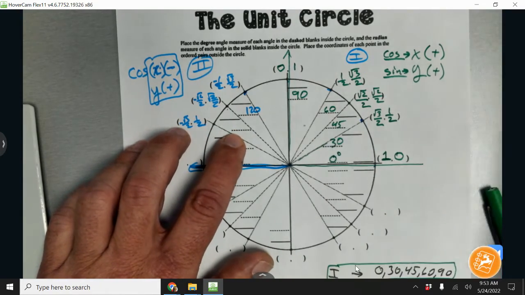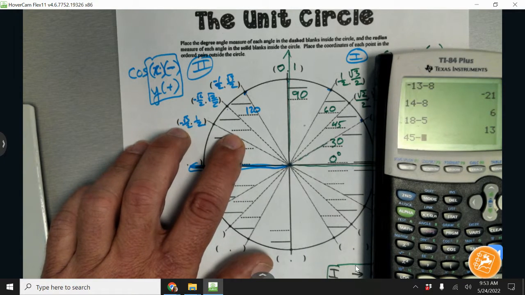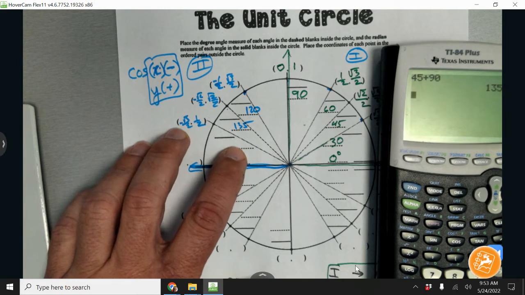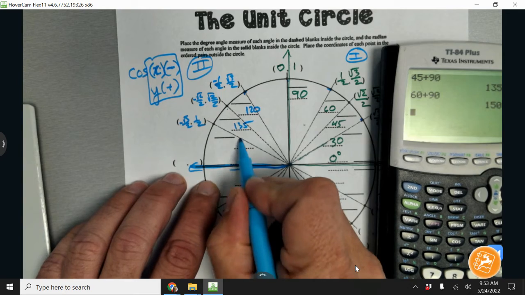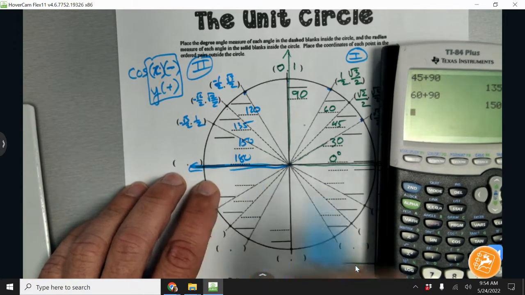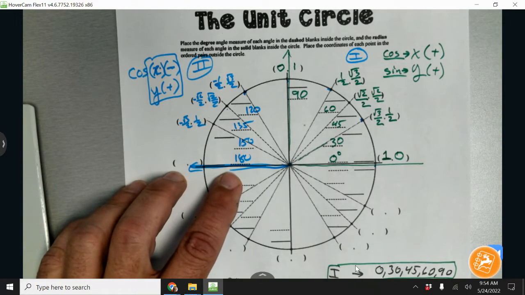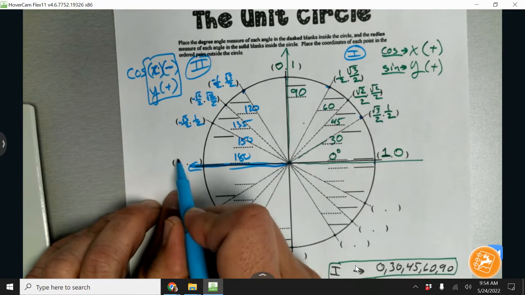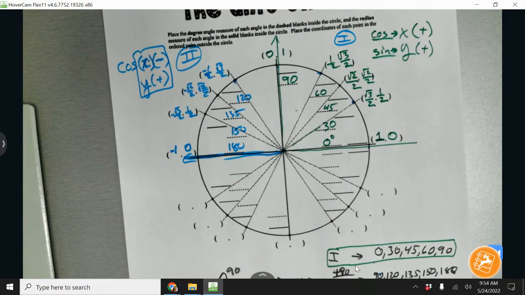And I'm going to take 90 plus 45. 90 plus 45, high level math. 45 plus 90 is 135, so I get 135 here. 60 plus 90 is 150, and then I got 180 here, right? Because I get 90 plus 90, right? So there's that quadrant right here. What happens with the sign here? I get a negative 1 here, and I have a 0 right there. So now I just filled out quadrant 2.